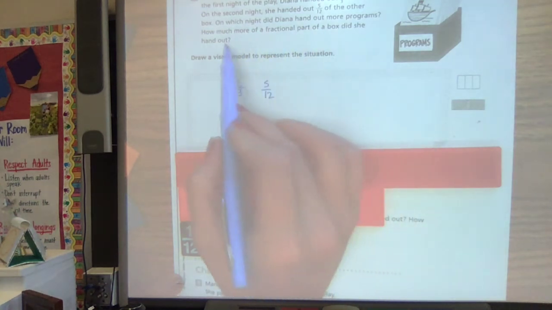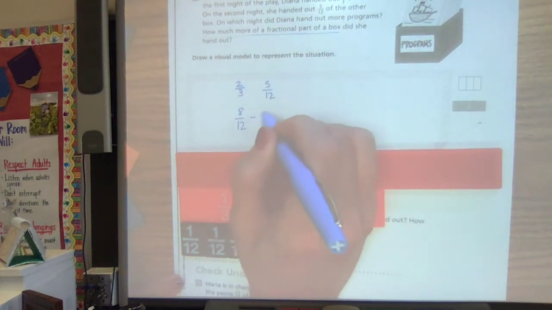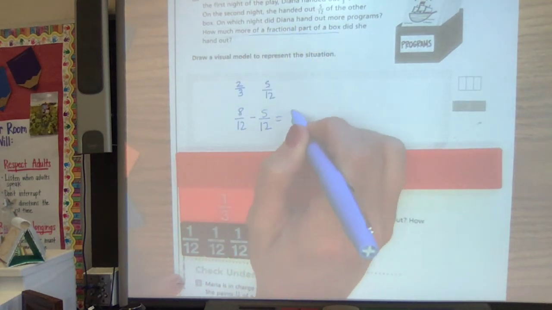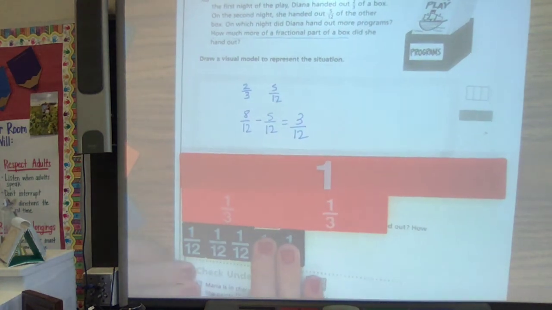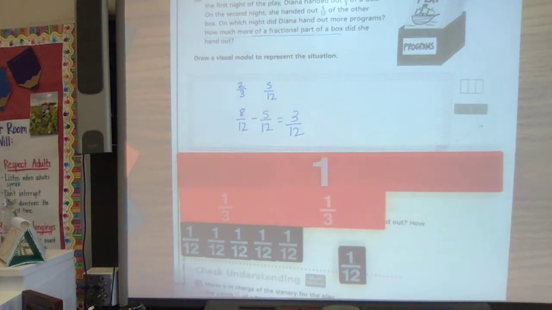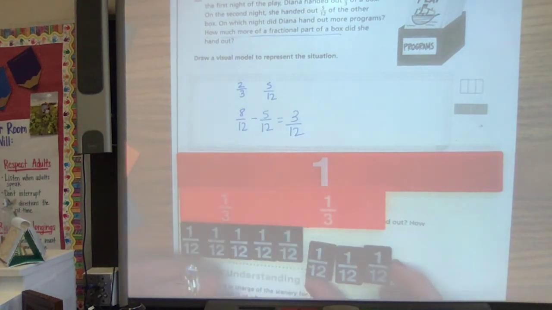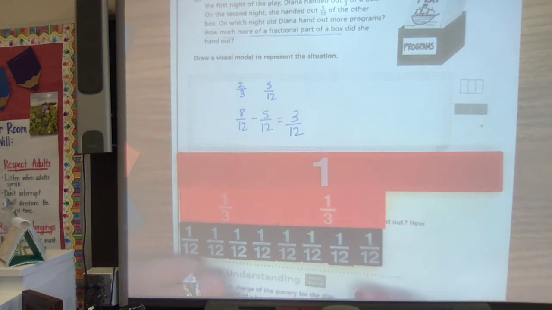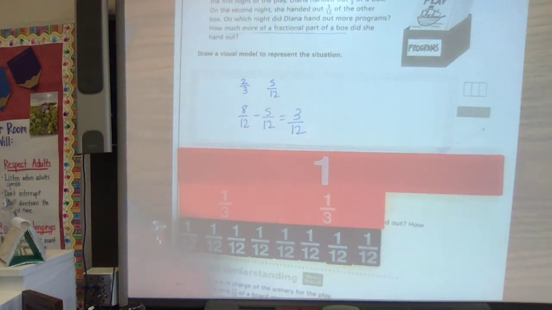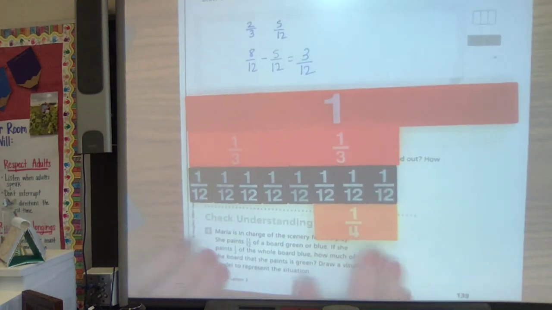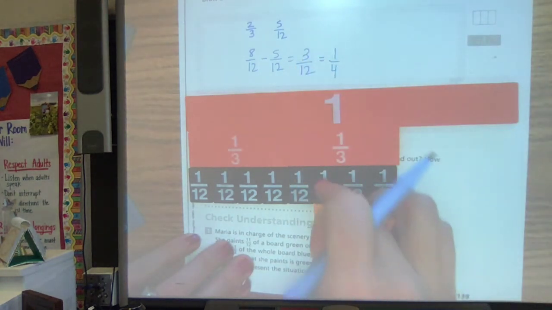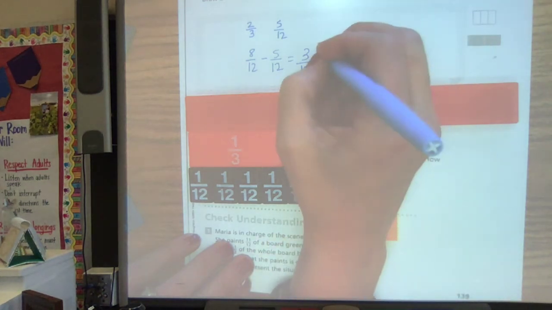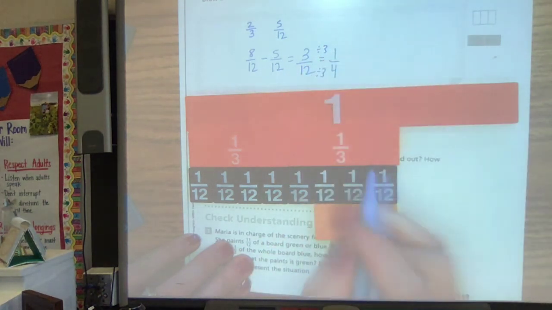And it says how much more? 8/12 minus 5/12 is going to be 3/12. Here's our 3/12 right here. And that's what fits in this missing spot, would be 3/12. You could also represent 3/12 as 1/4. You're probably thinking those numbers as we've seen them so much. So 3/12 is also equivalent to 1/4. We can see that right here. 3 divided by 3 is 1. 12 divided by 3 is 4.